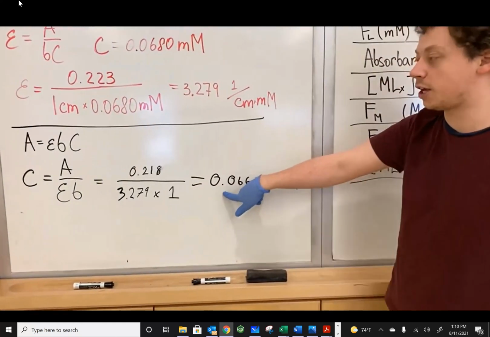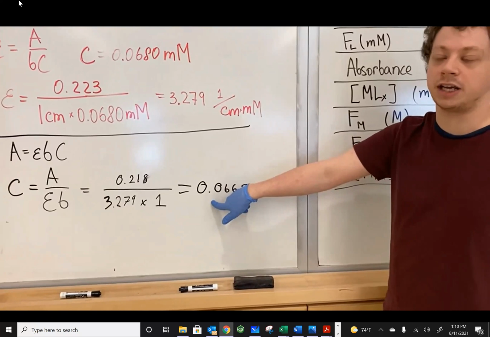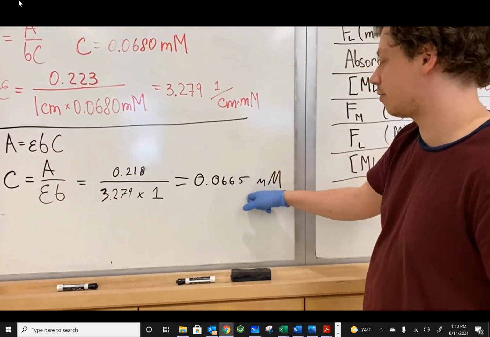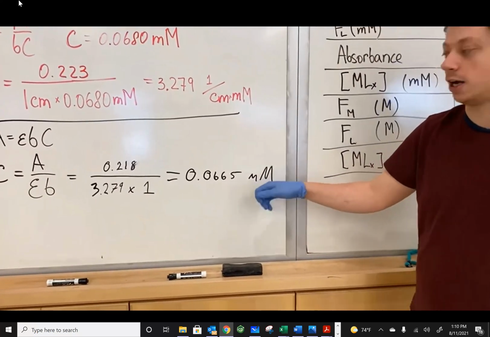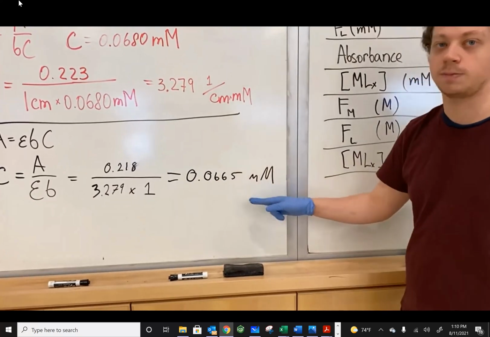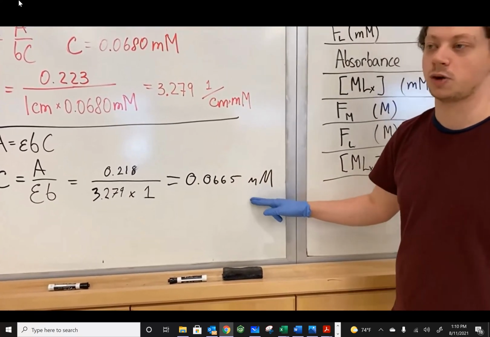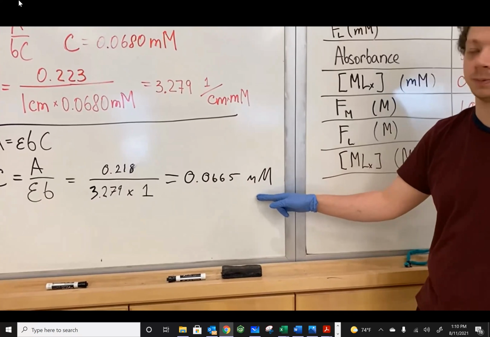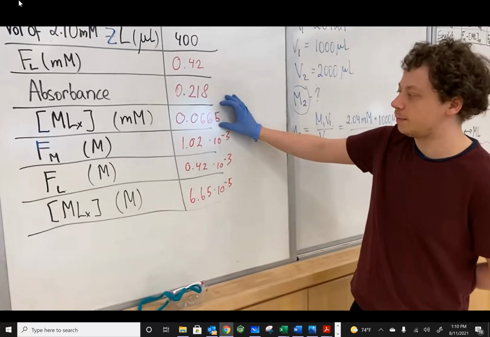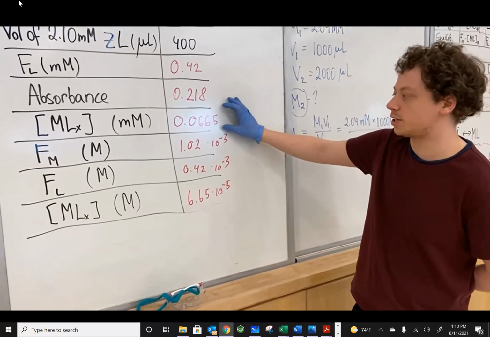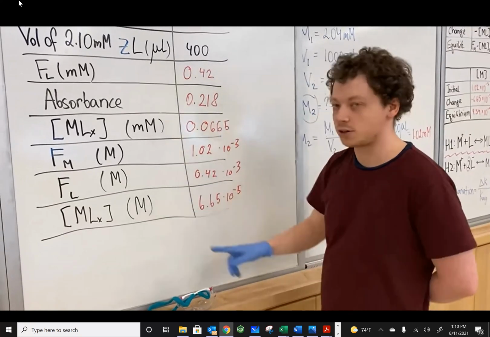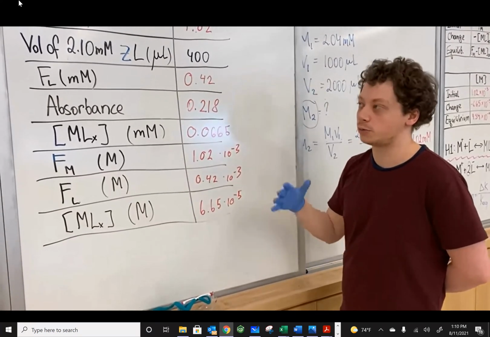We come out with a concentration of our metal ligand complex in this test tube as 0.0665 millimolar. Again, because your absorbance may be different, this concentration may be different. Please make sure you use the one that we sent you and not the one from this video. So, returning to our table, we fill in 0.0665 millimolar.